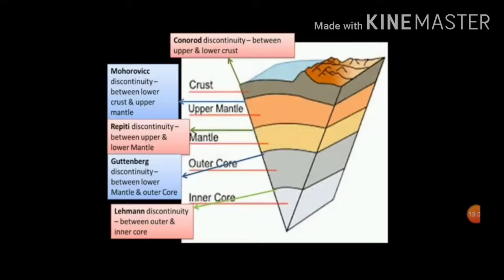From this it is very clear that the inside of the earth is not stable, my dear students. There are constant changes which take place inside the earth. So it is very clear that the inside of the earth is not stable.